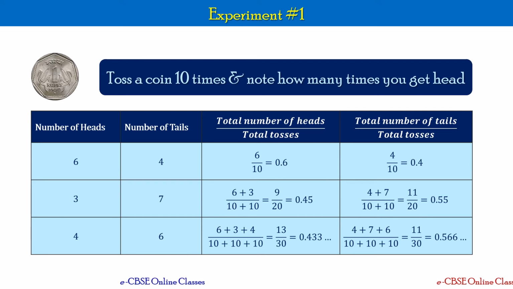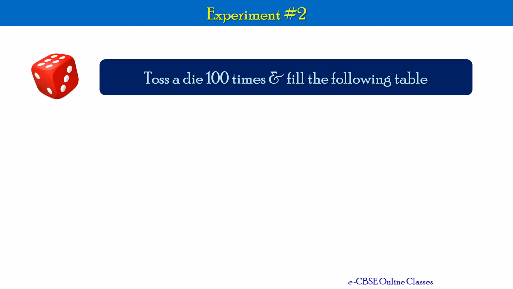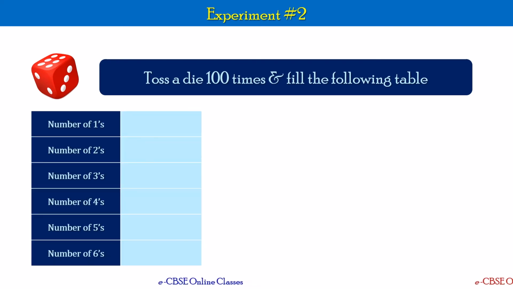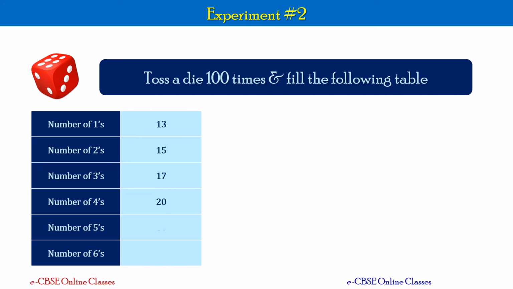Now let's do the second experiment. You have a dice and I ask you to toss it 100 times and fill the following table. When you roll a dice, what are the possible outcomes? 1, 2, 3, 4, 5, 6, correct? So let us note how many times I got 1 as the outcome and 2 as the outcome and so on. When I did my experiment, I got 13 times 1, 15 times 2, 17 times 3, 20 times 4, 16 times 5, and 19 times 6.